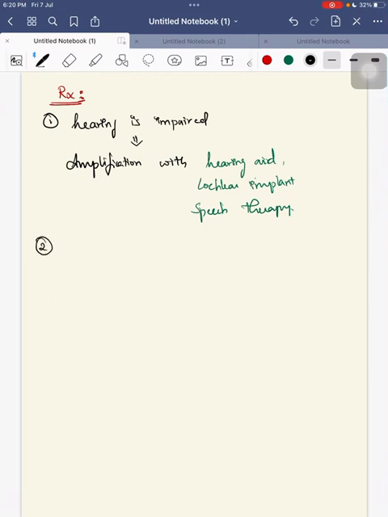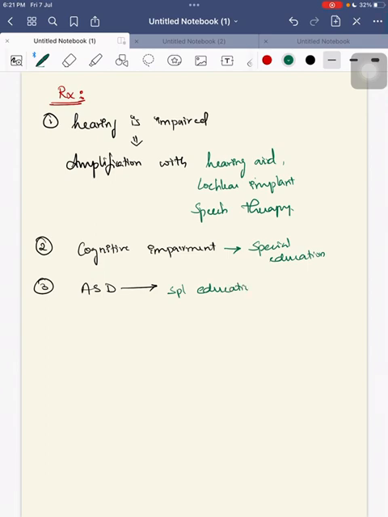Second, when the child is having a cognitive impairment, at that time you have to give special education. Third, when the child is having an autism spectrum disorder, you will be giving special education. Along with that, you will give behavioral therapy and occupational therapy.